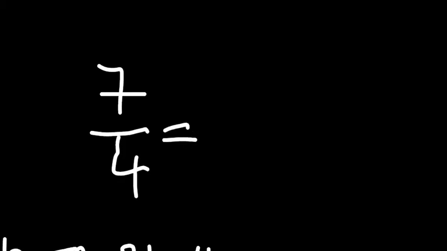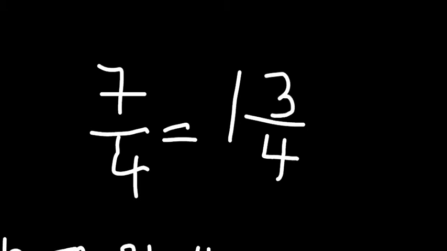How do you change it to a mixed number? 4 goes into 7 one time. You keep your denominator the same. 4 times 1 is 4. How much do you need to get to 7? You need a 3. Okay, so it's 1 3/4.